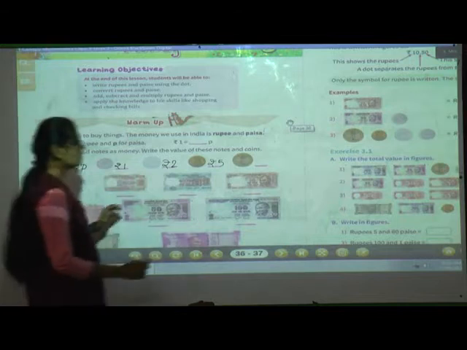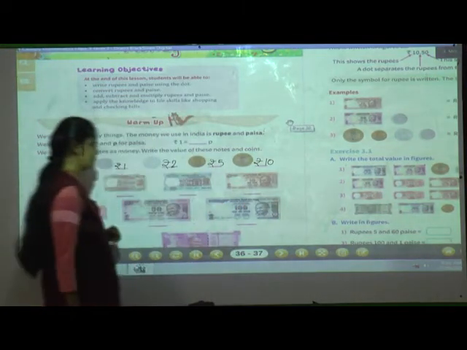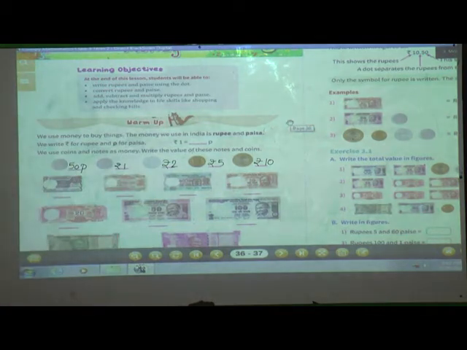It is a coin of 10 rupee. Why? Because easily you can see on the coin 10 is written. Okay, so it is a coin of 10 rupees. So value of this coin is rupees 10. This was about the coins. Now one by one we will see the notes.